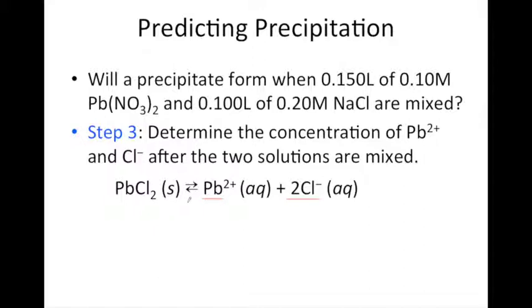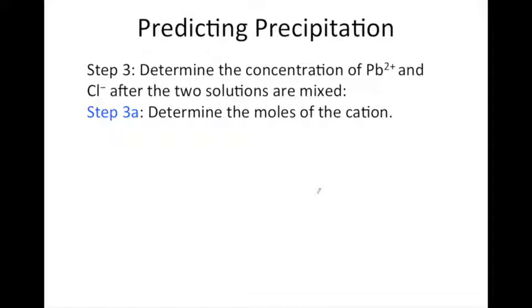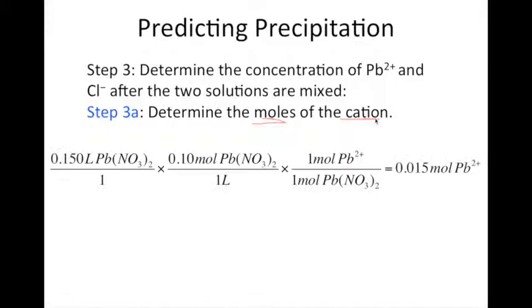So let's determine our concentration of lead and chloride ions. First, let's determine the moles of our cation, in this case lead. How I did it, I took the volume of lead nitrate, because that's going to be my source of lead, and I multiplied it times the molarity, so my liters cancel. I end up with moles of lead nitrate. For every 1 mole of lead nitrate, it contains 1 mole of lead ions. So once I mix the solutions, I should have 0.015 moles of lead in solution.